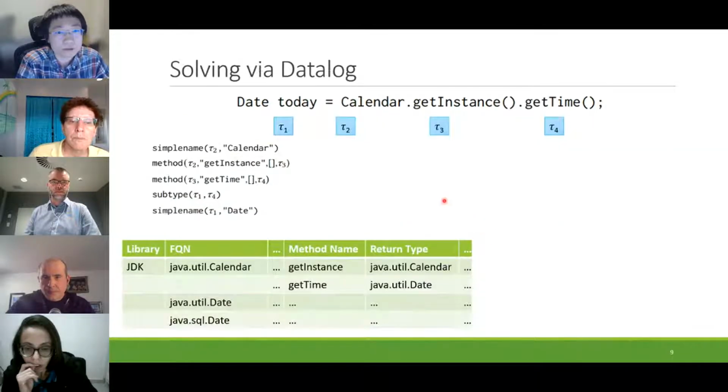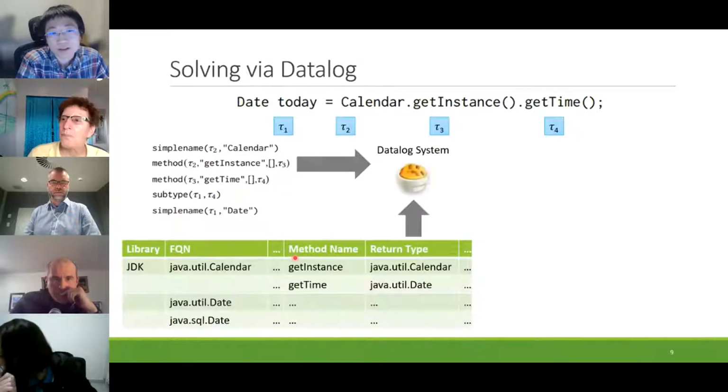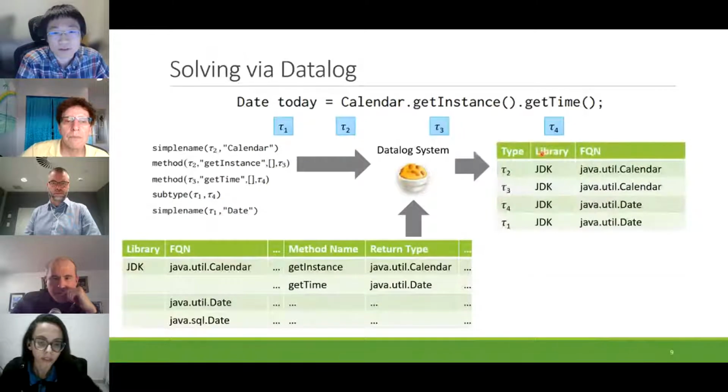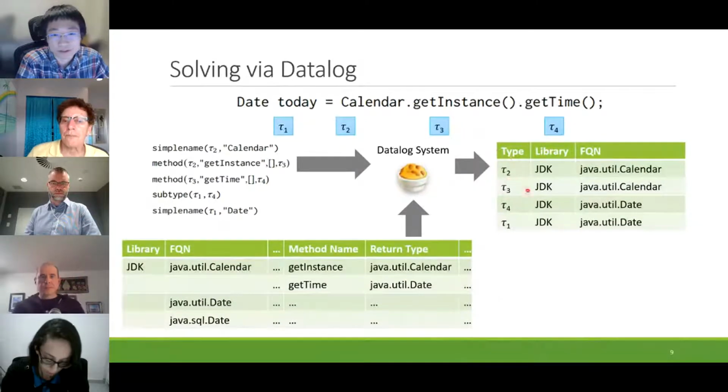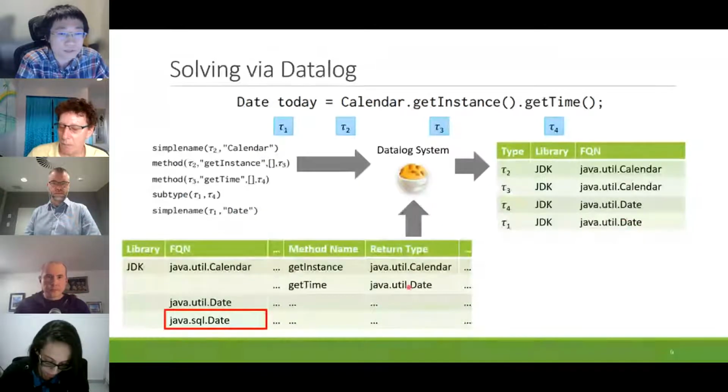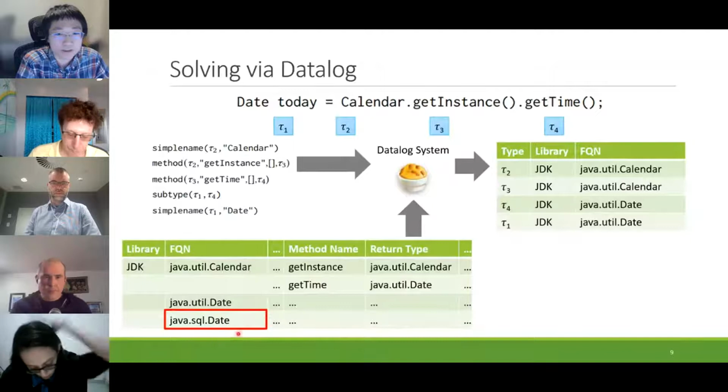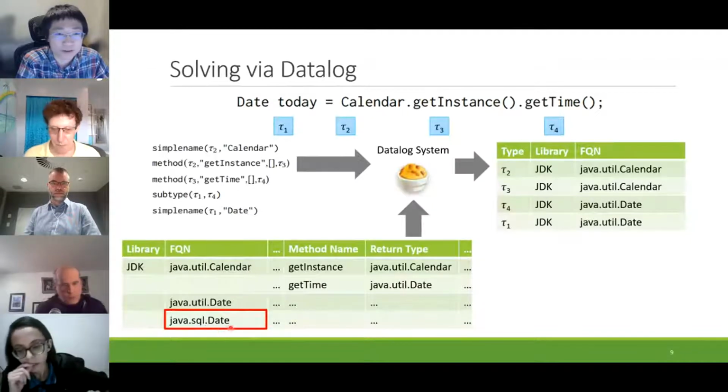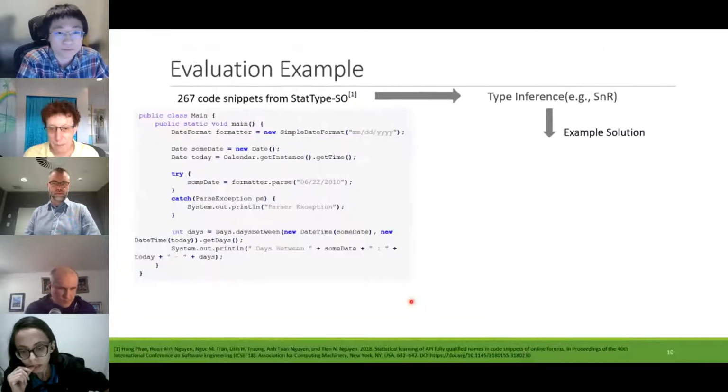So with these constraints and facts from the knowledge base, they can be fed to a Datalog system, which gives us a mapping from the types in the AST to the fully qualified names of the types which satisfy these constraints. Using constraint-based type inference, we can safely rule out sql.Date as the type for the variable today, as it will violate the subtype constraint since getTime returns util.Date.